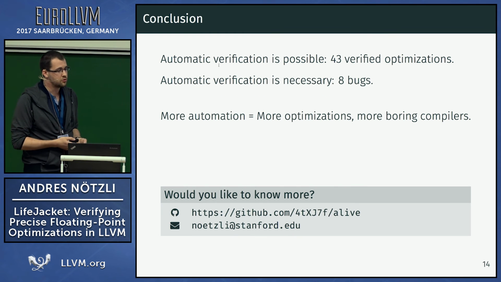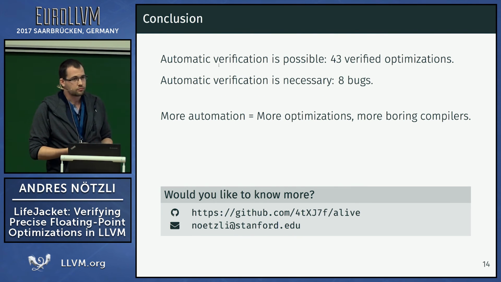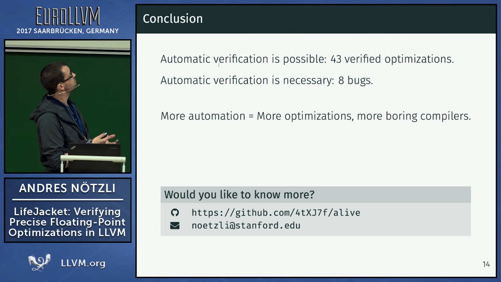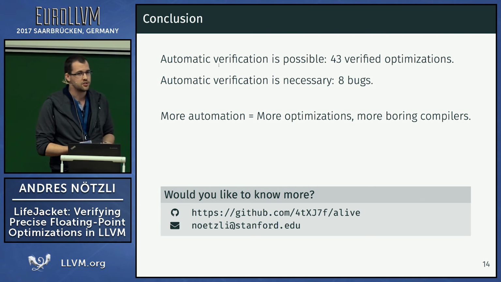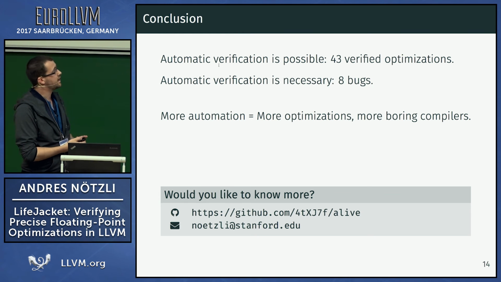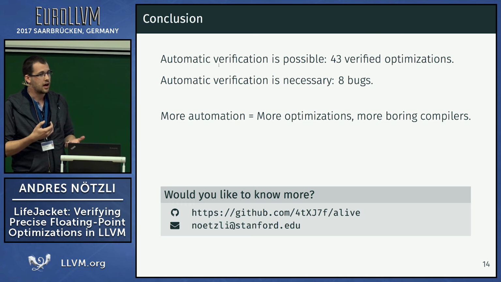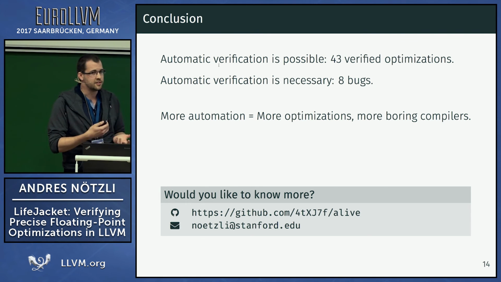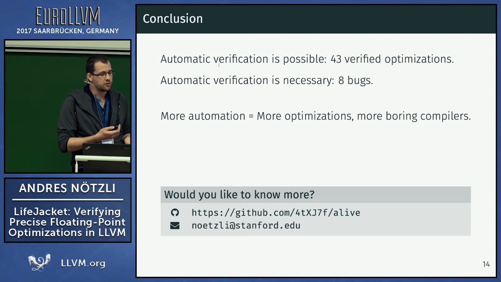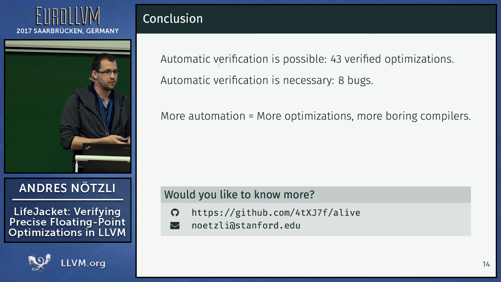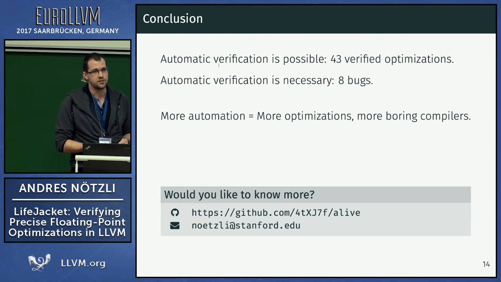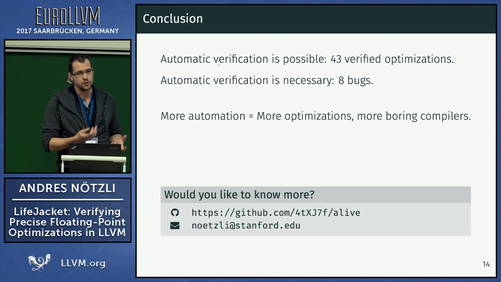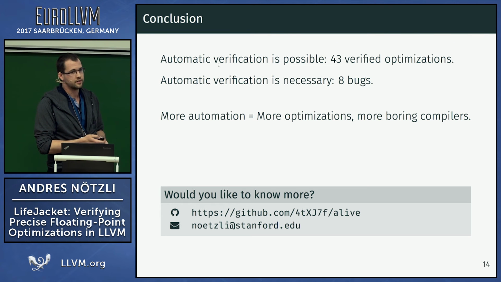Yeah, so in conclusion, I think we showed that verification of floating point optimizations is possible, at least in certain cases. And I would also think that it is necessary to do so in order to create compilers that are more boring and to enable creating new optimizations that you can verify and be sure that they are correct.